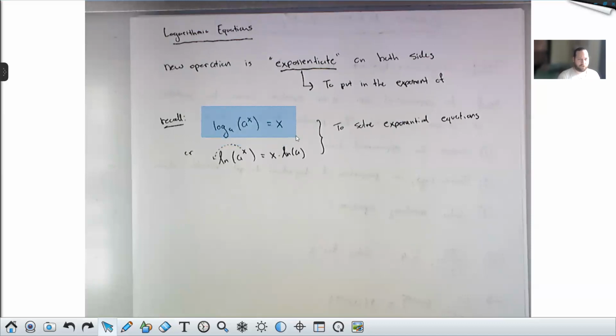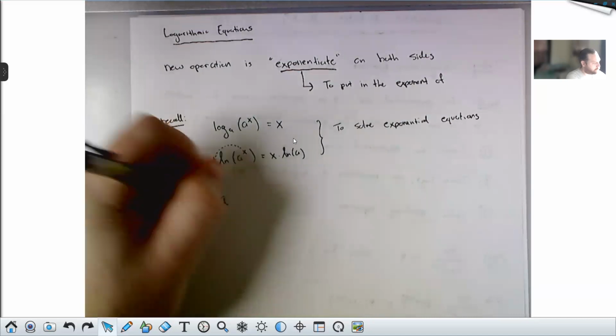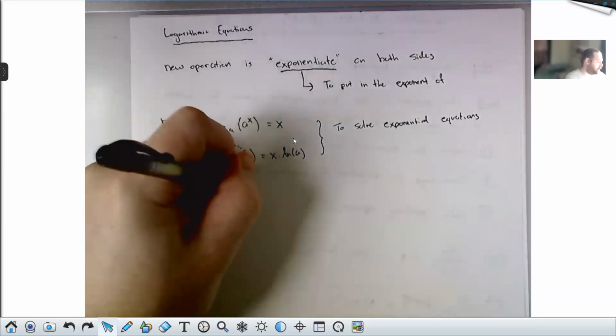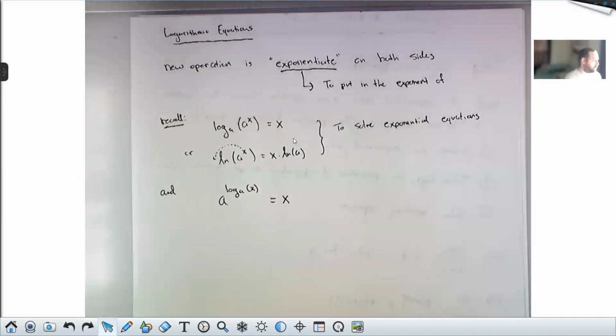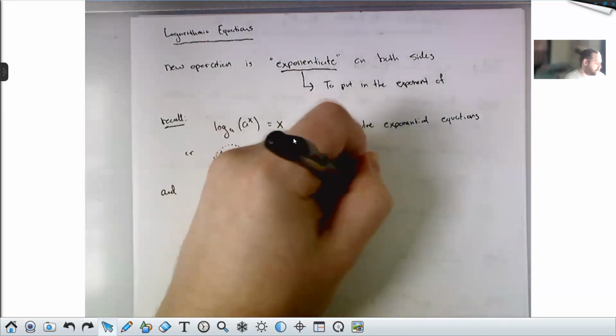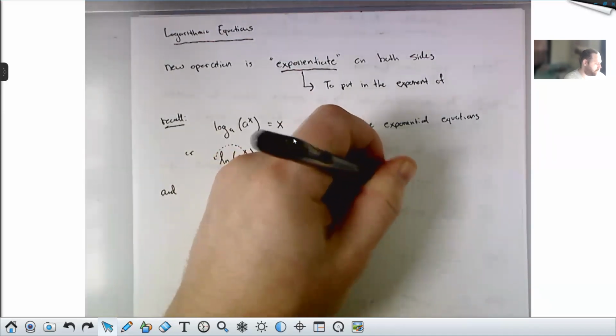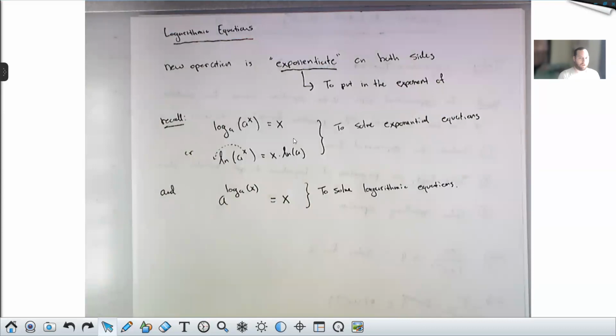There is another version of this. If you raise a to the power of the base a log of x, this is equal to x. And this is what we're going to use to solve logarithmic equations. Unfortunately, there isn't something quite as nice and clean as this that has an exponential version, right? What that means is you're going to have to pick your base when you exponentiate.